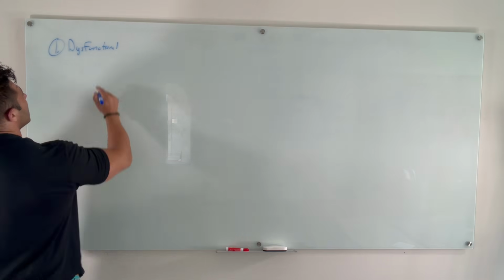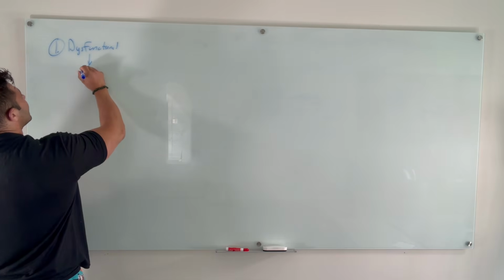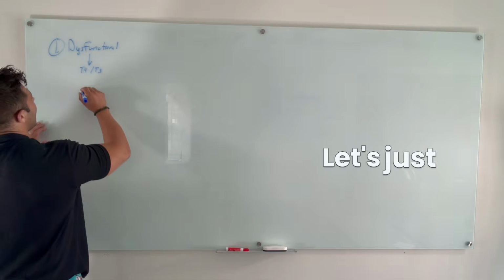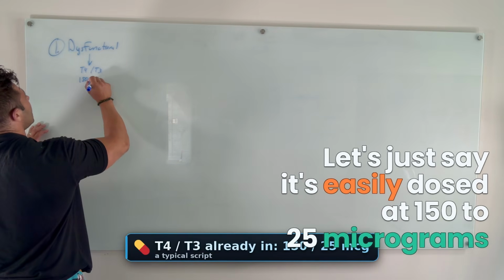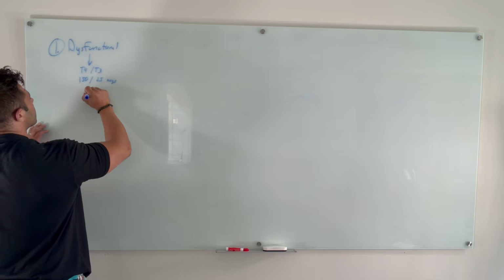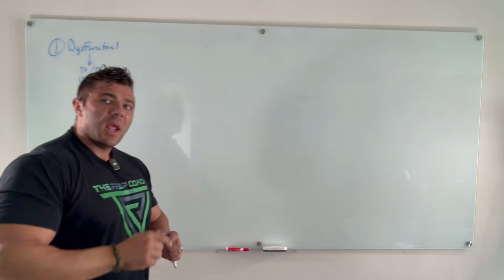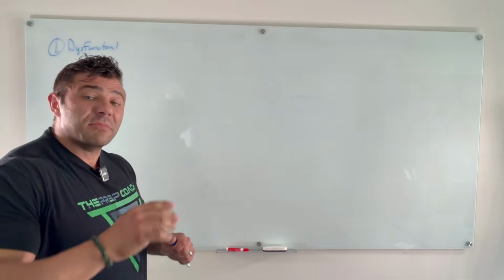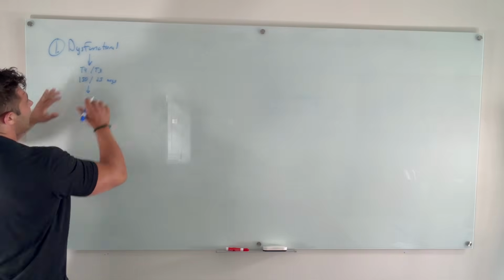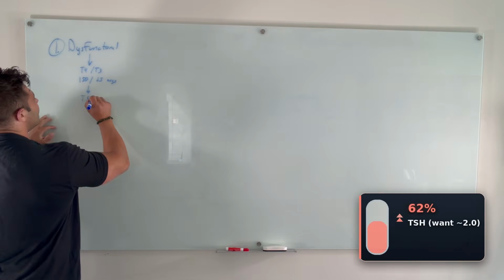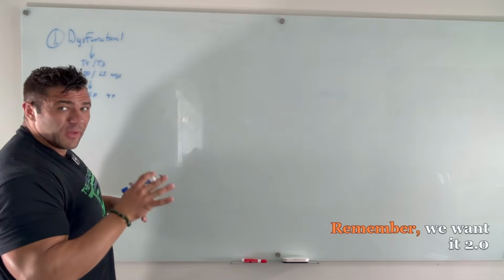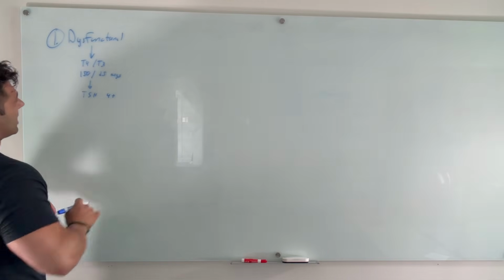So if they are going to be dysfunctional, let's just make this simple, and let's say they have T4 and T3 medication already in. Let's just say it's easily dosed at 150 to 25 micrograms. If you're there, right? And what will we see on blood work if things might need to bring in a T2 player, right? Maybe we have these players in and TSH might be something like 4+. Remember, we want it at 2.0. So the thyroid gland is still working. Something's going on here, right?